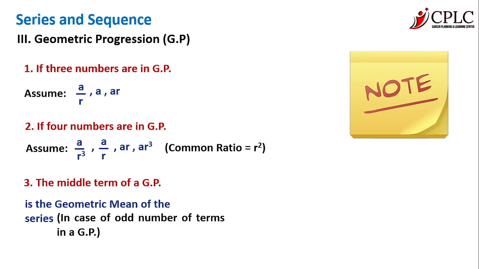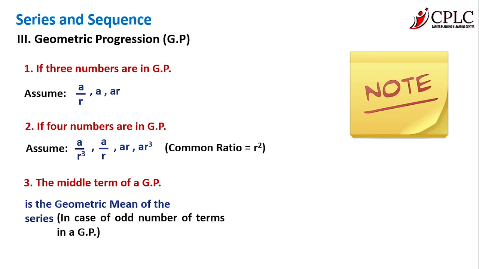Because see what happens when you have an odd number of terms, you get one unique middle number. If you have an even number of terms, you don't have one unique middle number. You have two middle numbers. So that's the problem. So these are the concepts related to geometric progression that we should be aware of.